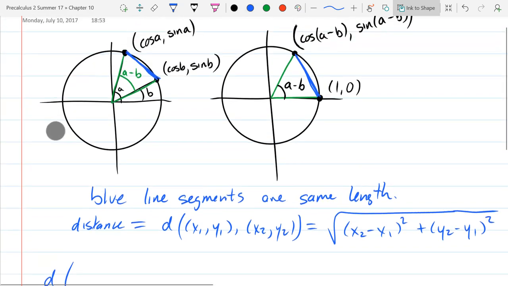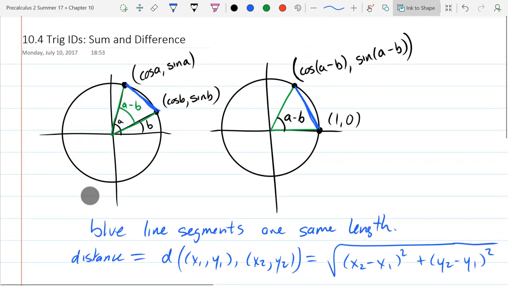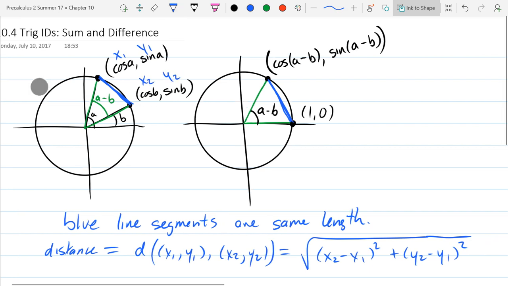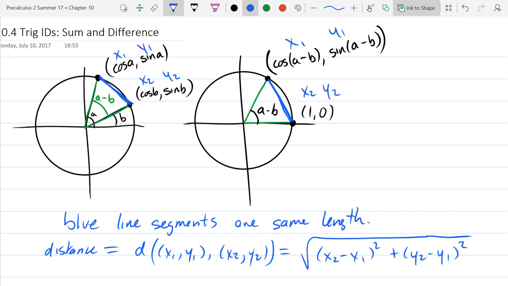So I'm going to go with the left. Let's do it alphabetically. So I'll call this x1, y1, x2, y2. That'll be for one side. And then this one I'll go, let's see, x1, y1, x2, y2. All right.